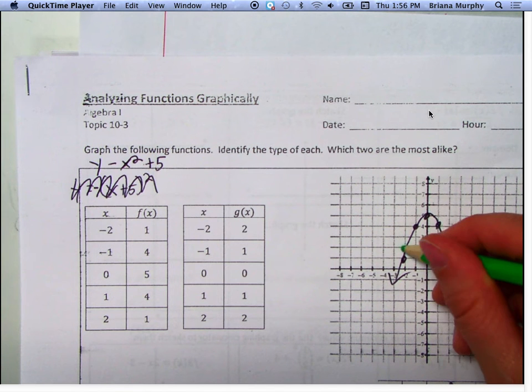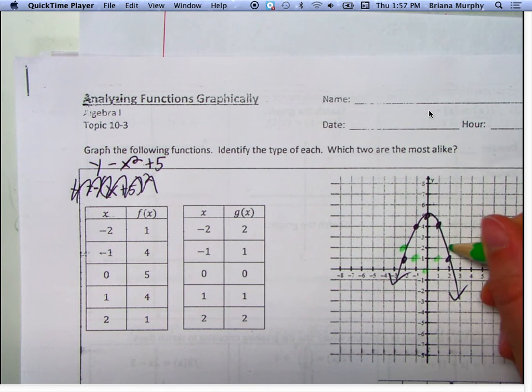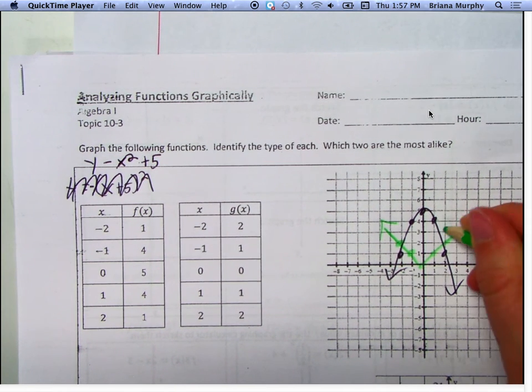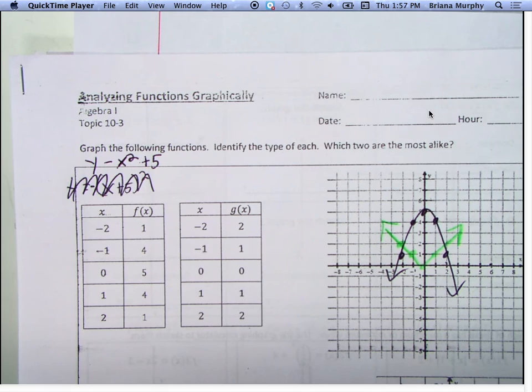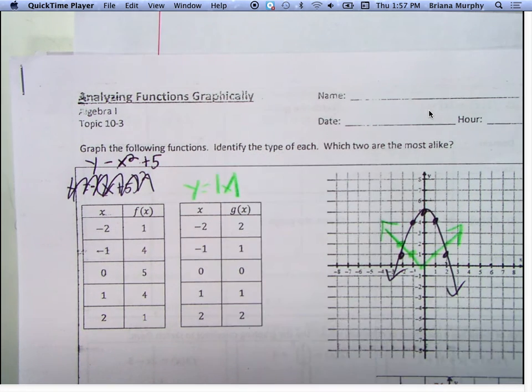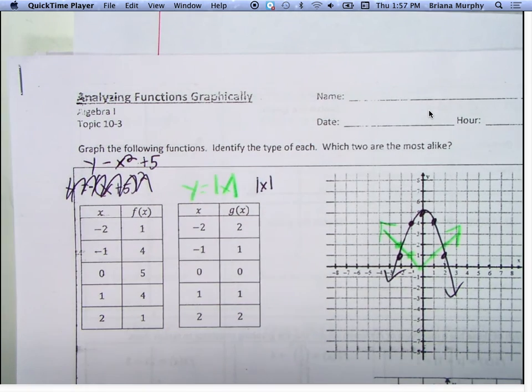-2, 2. -1, 1. 0, 0. 1, 1. 2, 2. What does that look like? In green, it does look like absolute value. I think it's just absolute value of x, because it's that V shape, right? What is that? Absolute value of x, like this.